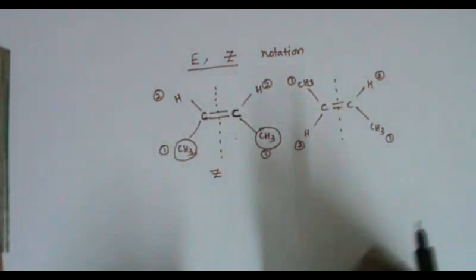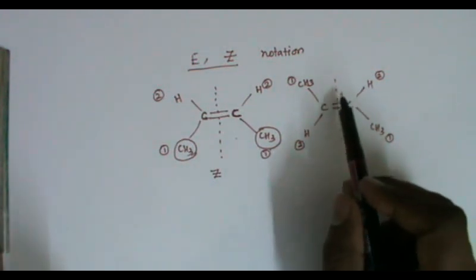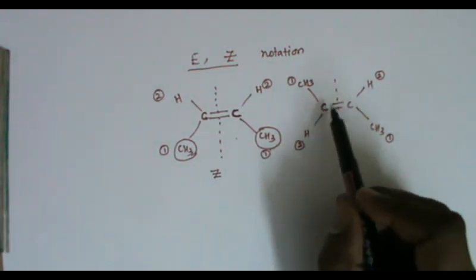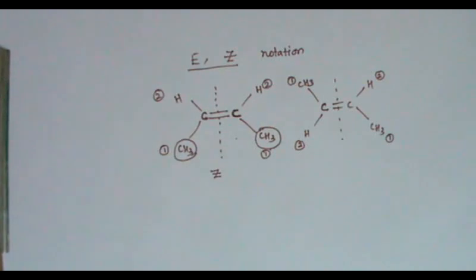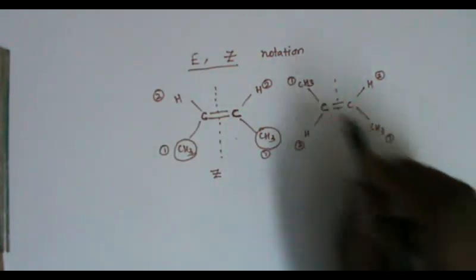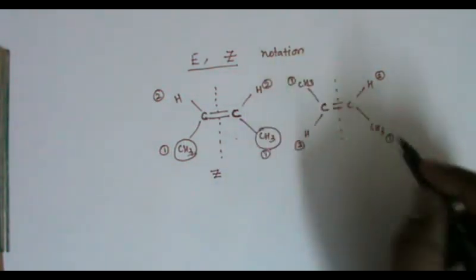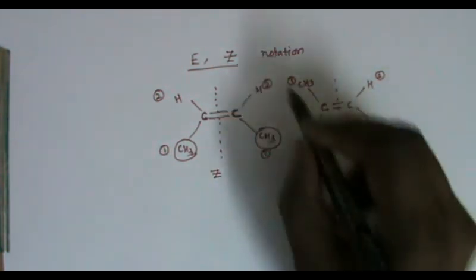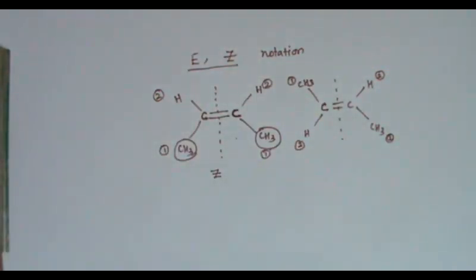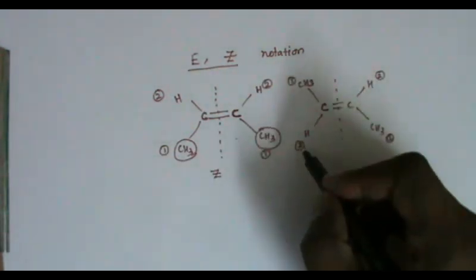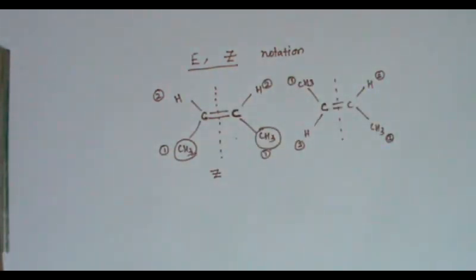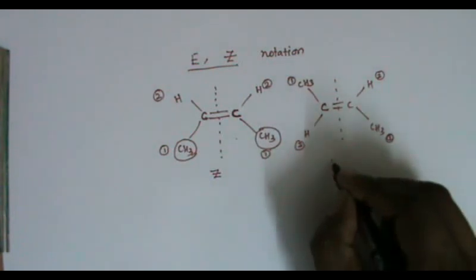So I have divided the molecule into 2. I have taken this carbon, for that we have 1 and 2. Here also 1 and 2. Now the two methyl groups, the two first priorities, are facing opposite directions. Similarly these two are facing opposite. So that is given as E.